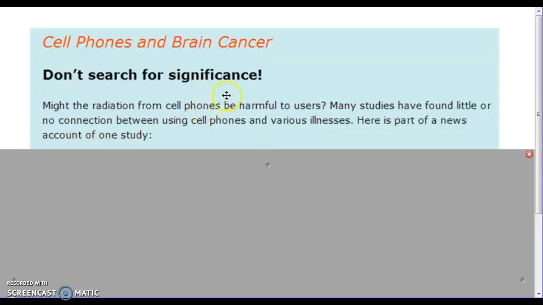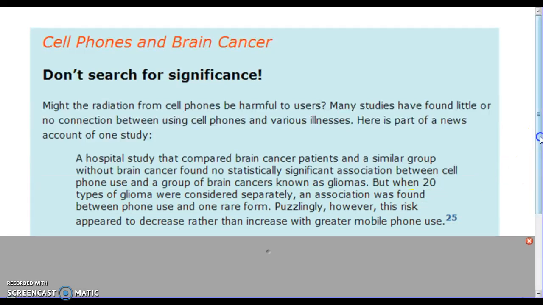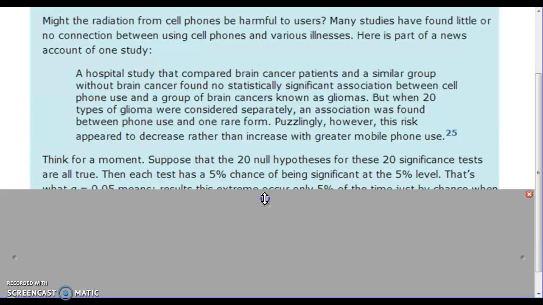Might the radiation from cell phones be harmful to users? Many studies have found little or no connection between using cell phones and various illnesses. Here's part of a news account of one study. A hospital that compared brain cancer patients in a similar group without brain cancer found no statistically significant association between cell phone use and a group of brain cancers known as gliomas. But when 20 types of glioma were considered separately, an association was found between phone use and one of these rare forms. Puzzlingly, however, the risk appears to decrease rather than increase with greater mobile phone use.